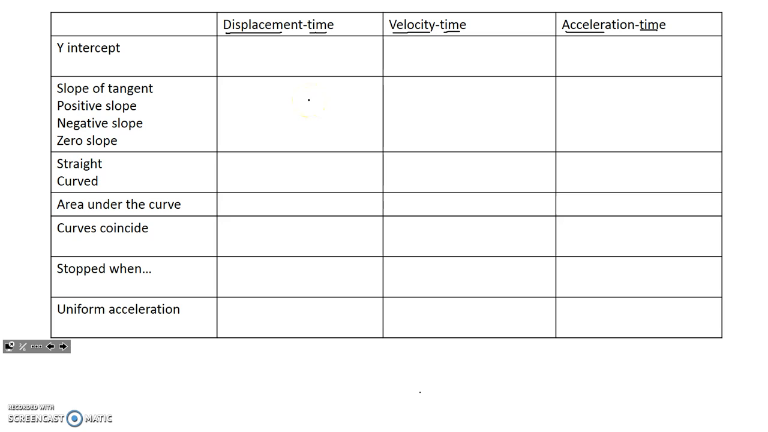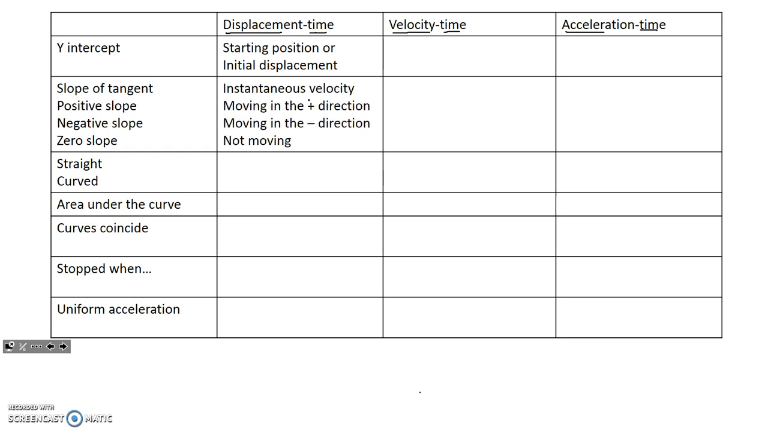So the first thing we're going to go into is the y-intercept. The y-intercept is the starting position or the initial displacement, where you're starting. Are you starting at the starting line at 0, or are you starting somewhere else? You could have a head start, or maybe you're behind the 0 point. It changes depending on where that y-intercept is.